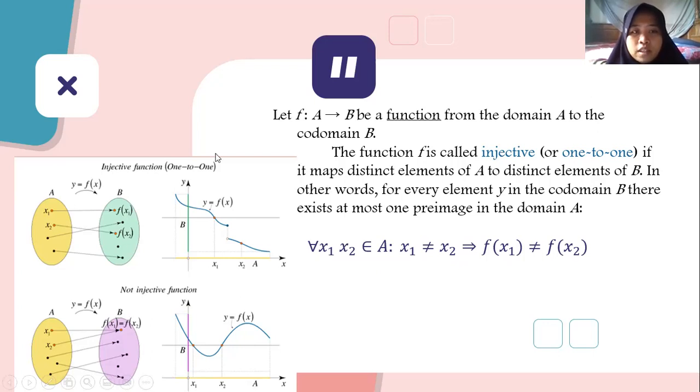So if this is an injective function, one-to-one, we will get the graph like this. The point 1 and point 2 are not the same. In other words, we can say that the points of an injective function are unique. If it is not an injective function, the graph has the same point like this.